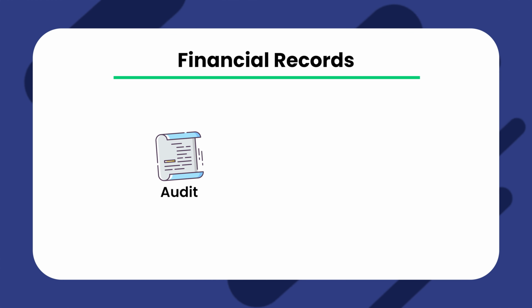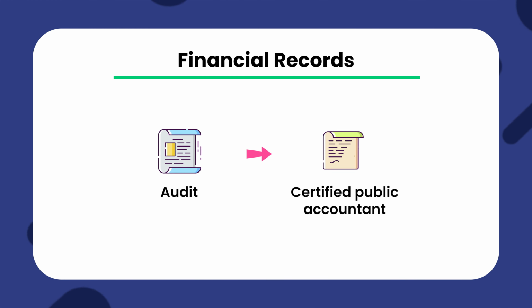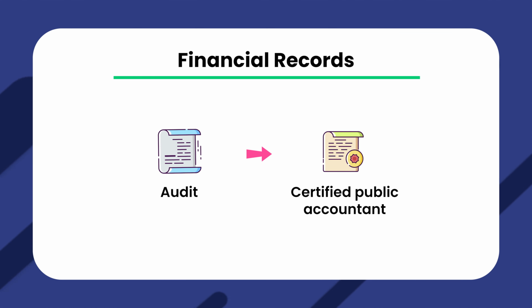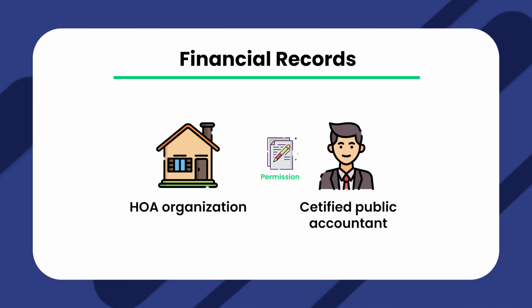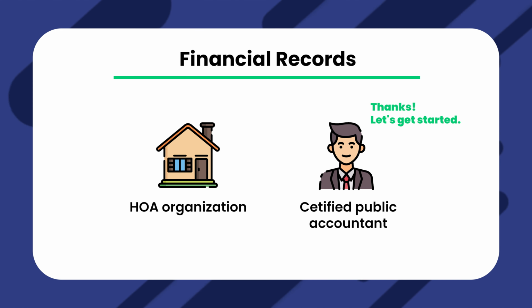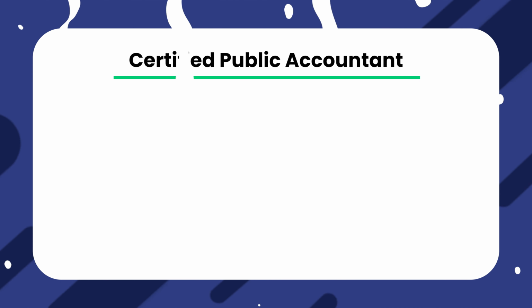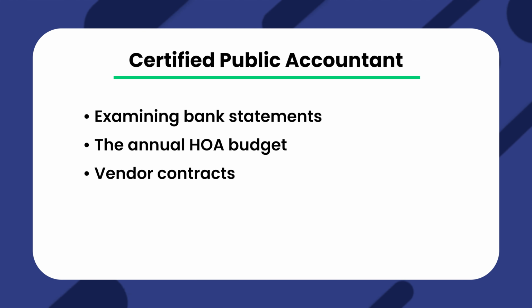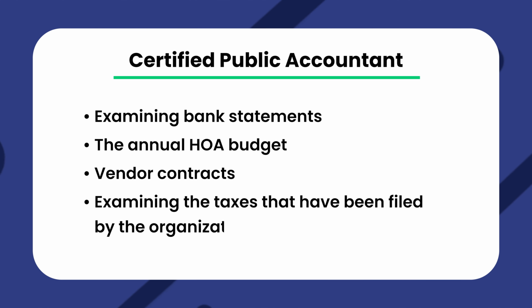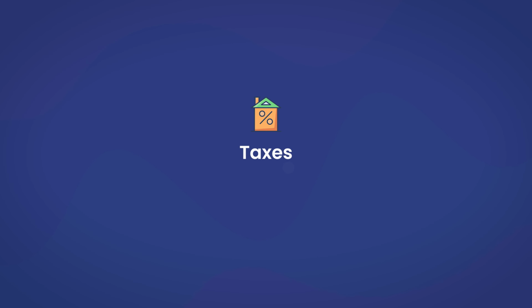When doing a financial audit, many organizations choose to hire a certified public accountant, also known as a CPA, to perform the audit. It is important for the organization to grant the CPA access to HOA records that pertain to the audit. By doing so, the CPA can offer a complete analysis of how the organization is performing financially. Apart from examining bank statements, the annual HOA budget, vendor contracts, etc., the CPA is also responsible for examining the taxes that have been filed by the organization, leading us on to the topic of taxes.